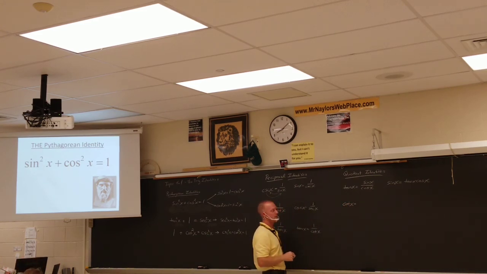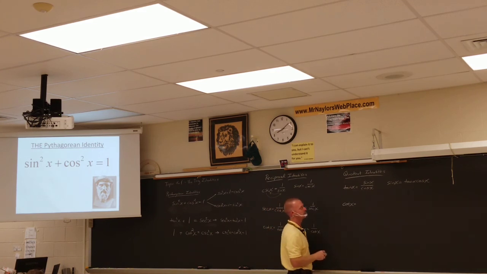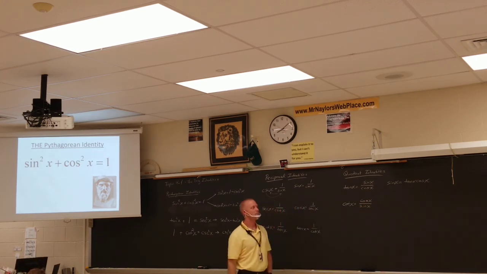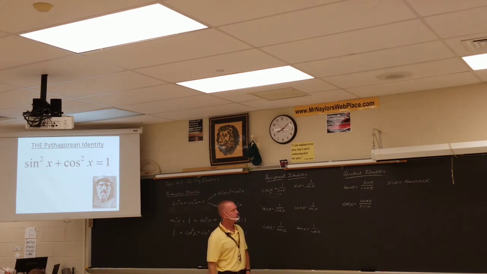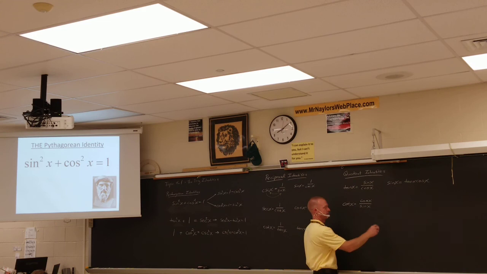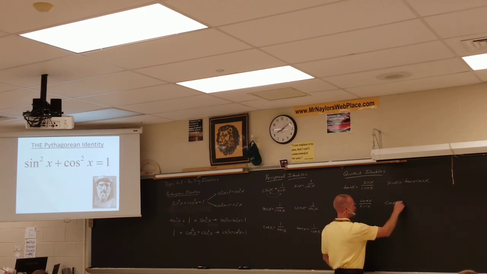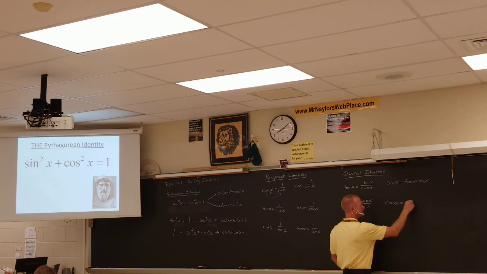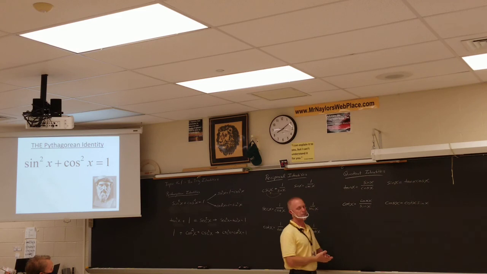And then there's one other quotient identity. It's the cotangent. And maybe you want to just think about what would happen if you would multiply. If you would multiply sine to the other side, you would get a cosine equaling cotangent times sine, which is another quotient identity.